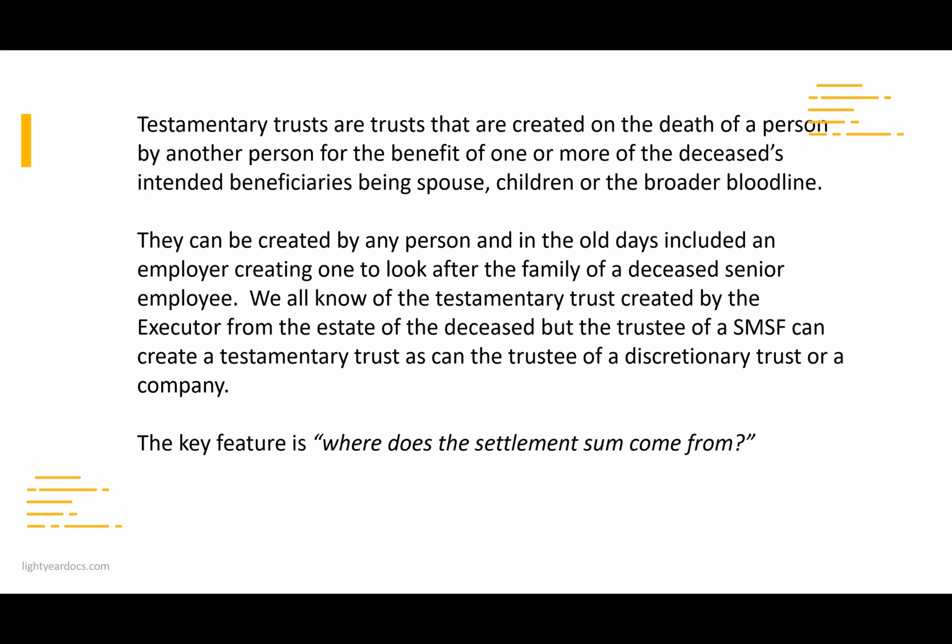So it's going to depend on where it comes from, whether you get the exemptions under Section 102AG of the 1936 Act. But really what we need to do is find out where the settlement sum comes from. So, for example, an employer may put $200,000 into a trust for the benefit of the children of an employee. So we know where the settlement sum comes from.